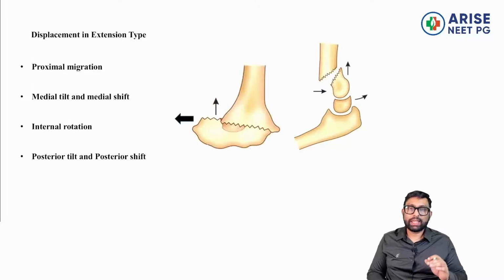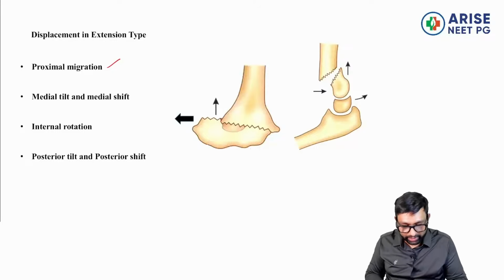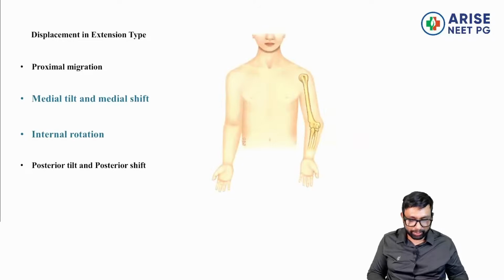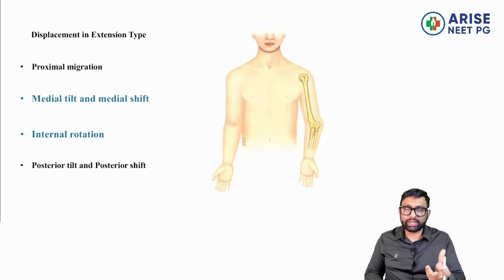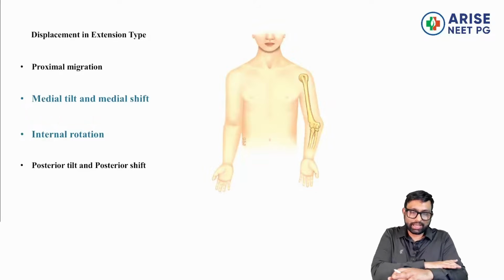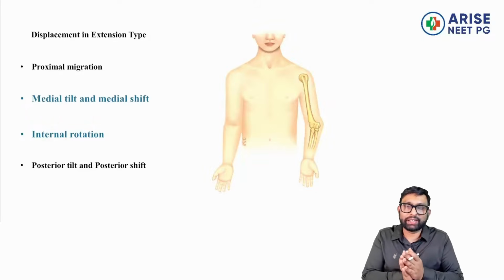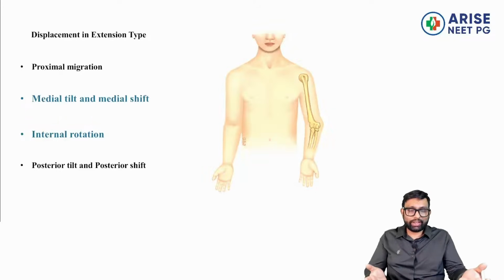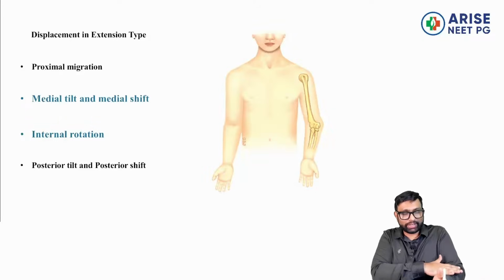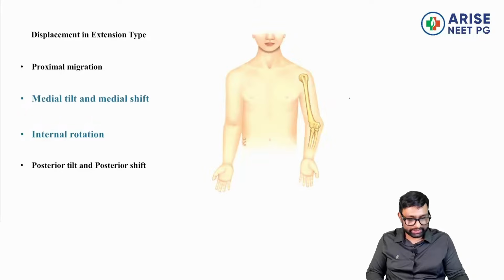Remember that in a supracondylar humerus fracture, there is going to be proximal migration, medial shift and tilt, internal rotation, and proximal tilt and shift. The most important displacement here is medial tilt and internal rotation. If that does not get corrected, as in this child where a cast was put and they did not reduce the medial tilt and internal rotation, the limb went into cubitus varus deformity. So this is a gun stock or cubitus varus deformity.